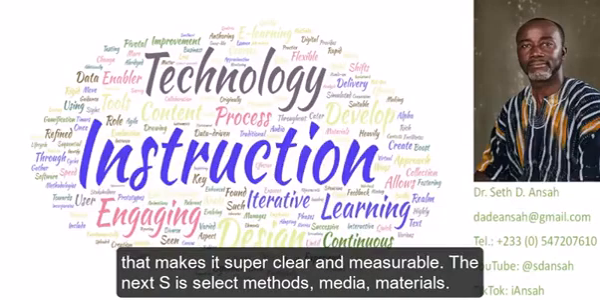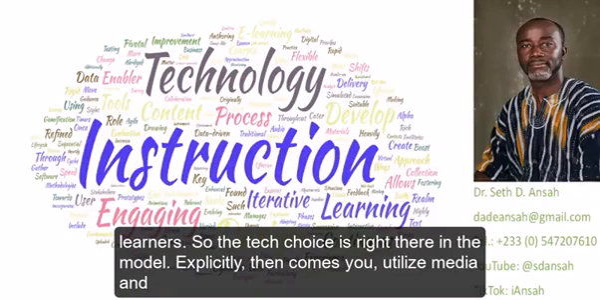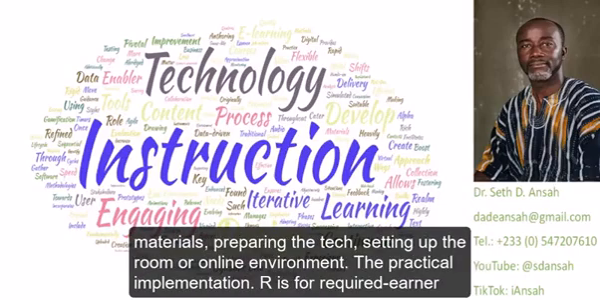The next S is select methods, media, materials. Here's where you choose your teaching strategies and the specific technology tools or media that will best support those objectives in learners. So the tech choice is right there in the model. Explicitly. Then comes U. Utilize media and materials. This isn't just selecting them. It's planning how you'll actually use them effectively in the lesson. Previewing materials, preparing the tech, setting up the room or online environment.